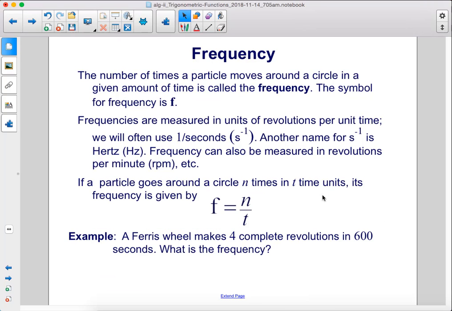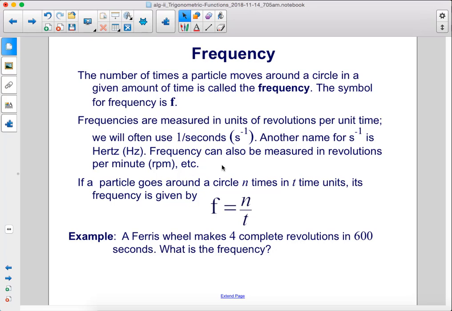The number of times a particle moves around a circle in a given amount of time is called the frequency. The symbol for frequency is f. Frequencies are measured in units of revolutions per unit time. We will often use 1 over seconds, or seconds to the negative 1 power. Another name for seconds to the negative 1 is hertz, or Hz. Frequency can also be measured in revolutions per minute, or RPM.